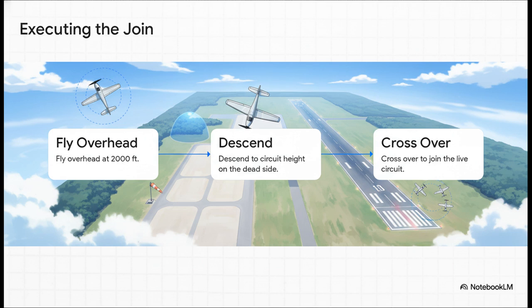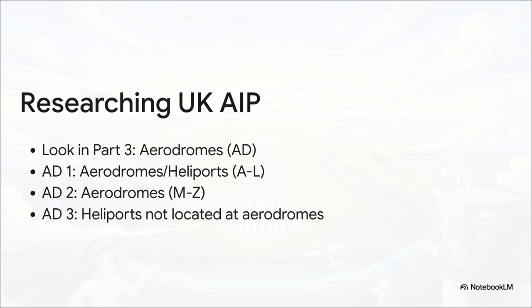Then, step 2. You only begin your descent to circuit height once you're safely positioned on the dead side of the runway. The side where absolutely no aircraft are taking off or landing. Finally, step 3, you cross over the upwind end of the runway at circuit height to seamlessly join the live circuit traffic. But wait a second, how do you even know what the correct circuit height is before you get there? Or, for that matter, which side is the dead side?